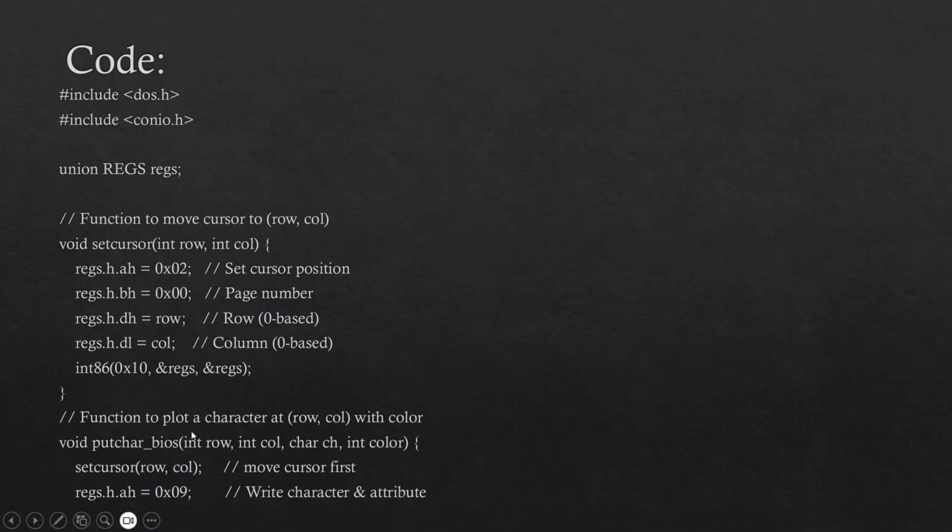Now next is the function to plot a character at a row and column. For printing the character at the specific row and column, first we need to move the cursor to that row and column. So we are first calling the set cursor function, which will move the cursor to the specified row and column. Next we are again storing 09 in AH, that is the function write character and attribute.